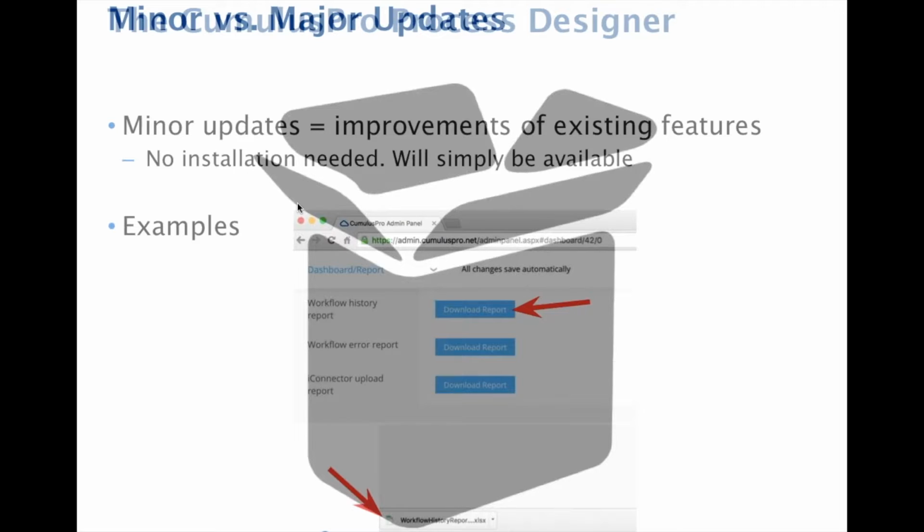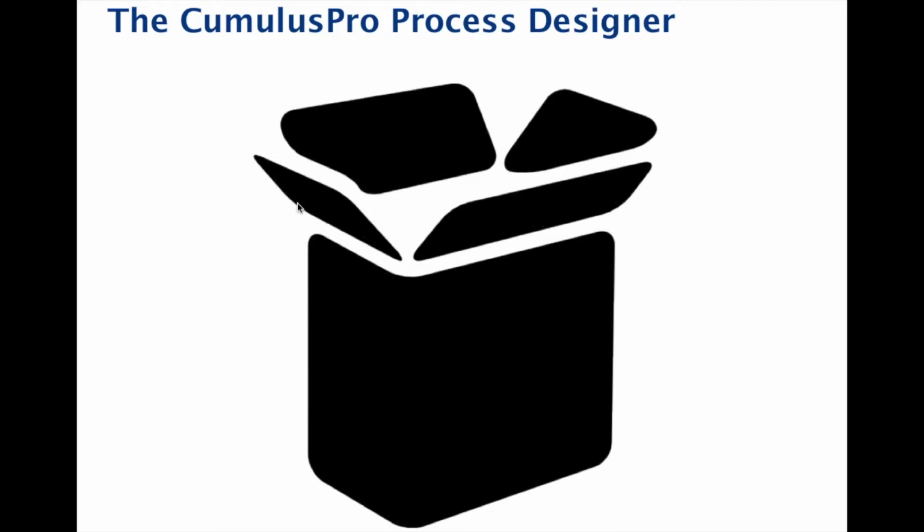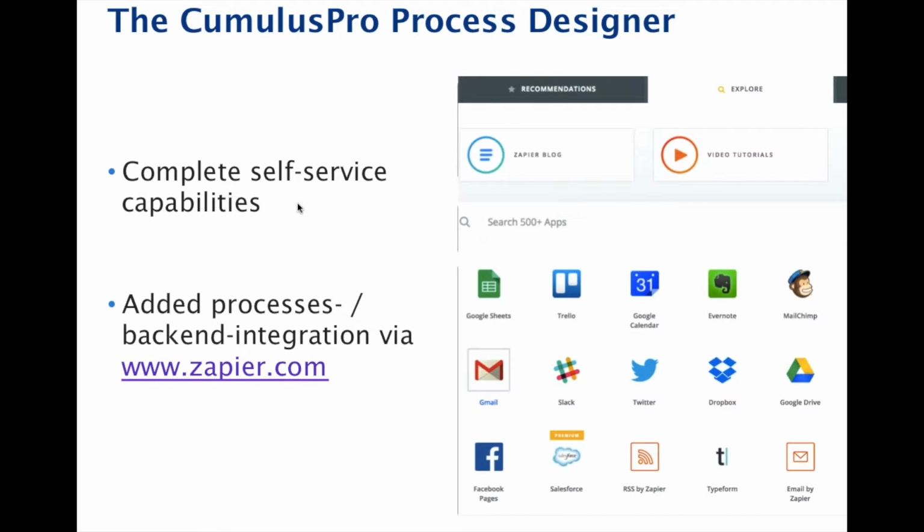So finally, let's talk about the process designer. This is what processes were in CumulusPro so far, a black box, more or less. The idea was for processes to simply be available for you. However, we figured that you as a partner would like to be able to change and adapt those processes, maybe copy them for other accounts, etc. That is why the new process designer now gives you full self-service capabilities.